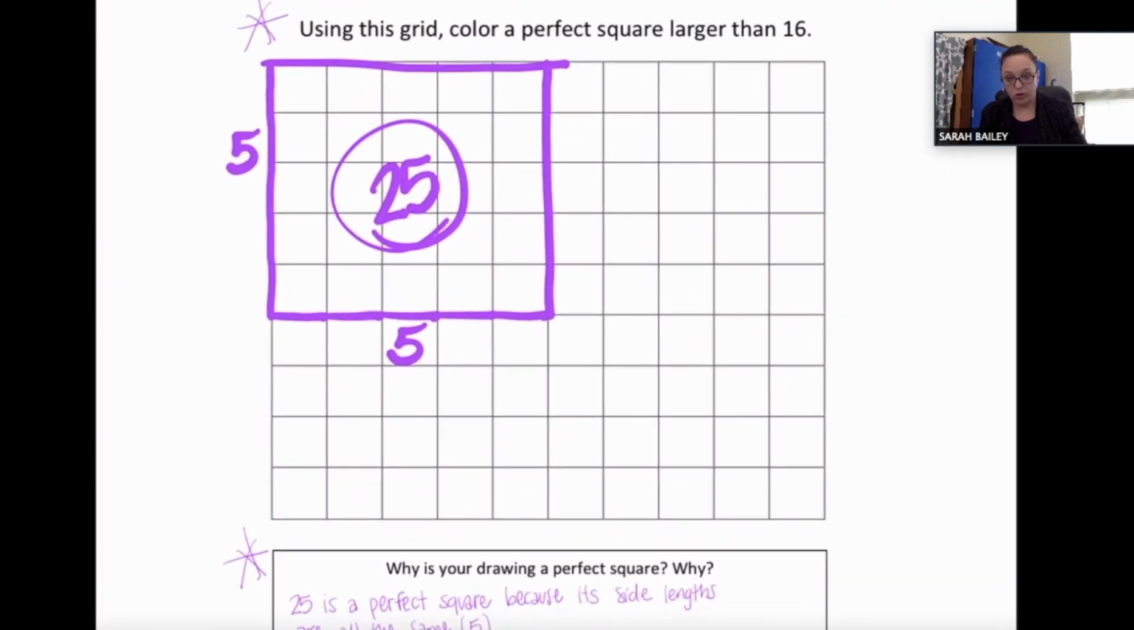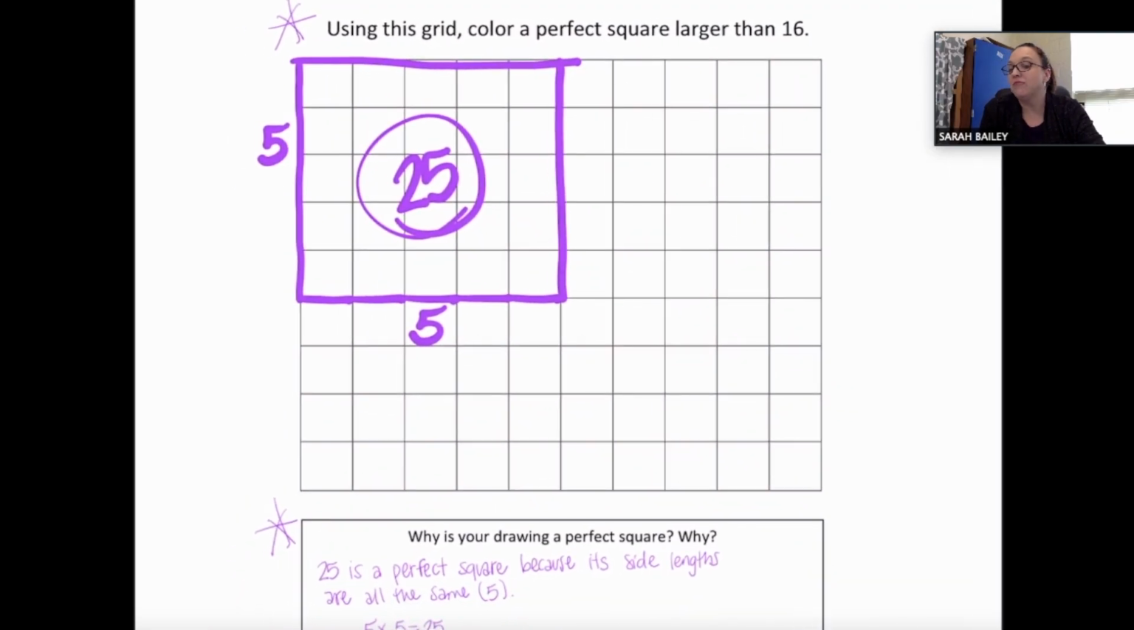Okay guys, so this is the perfect square that I drew. I made a 5 by 5. So 25 is the perfect square because I can make a square using 25 little squares, and the side lengths are all going to be the same. In this case, 5 by 5. You may have made a 6 by 6, a 7 by 7, an 8 by 8. So long as your side lengths are the same, then you have made a perfect square larger than 16. So as long as it's larger than a 4 by 4, okay?